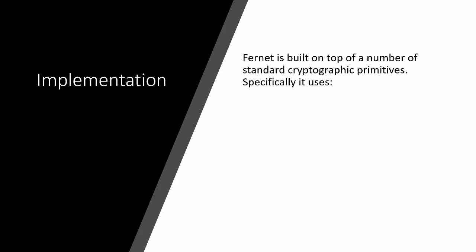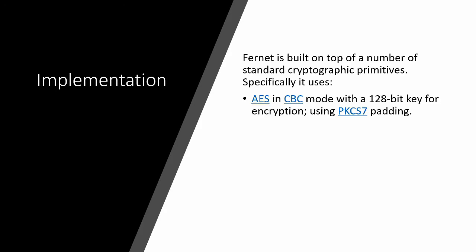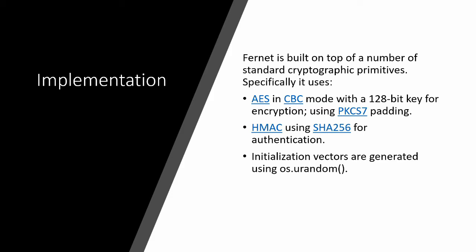So the way this is implemented is that it's built on top of a number of cryptographic primitives. So these are things that are already made and are used a lot in cryptography. And so it uses AES and CBC mode, and it has a 128-bit key, and it uses padding. And then it uses SHA-256 hashing to authenticate the message that's been encrypted. And it says initialization vectors are generated using os.urandom, which generates random bytes.